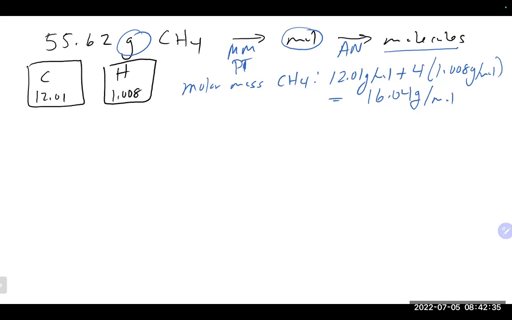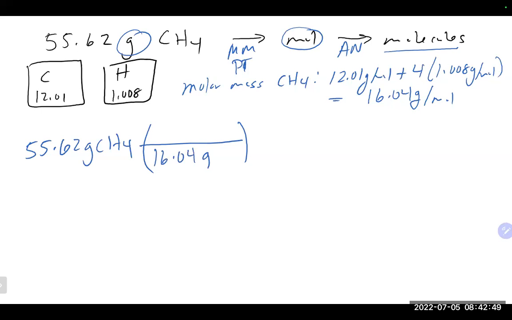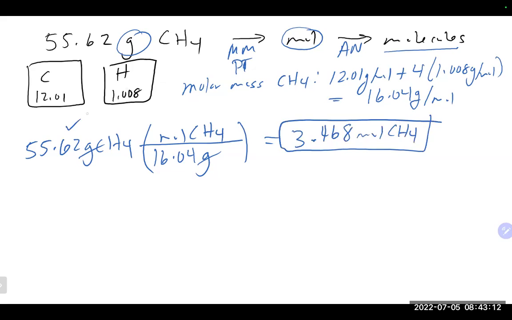So we'll start with our 55.62 grams of CH4. I'm going to approach this like dimensional analysis. So frankly, I got grams up on top, so I want grams on the bottom so that they do cancel. It gives me 16.04 grams per mole of CH4. Grams are going to cancel. We're essentially dividing, obviously, here by our molar mass, and that will get us approximately 3.468 moles of CH4. I would go to 4 sig figs based off of the original number there, as this would be an exact number.